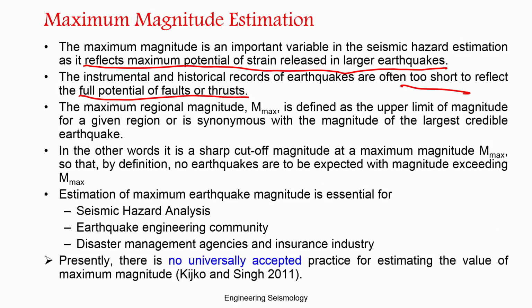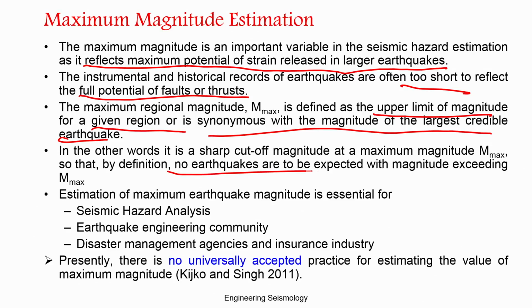So you should always remember this when you estimate M max. The maximum regional magnitude, M max, is defined as the upper limit of the magnitude in a given region, a synonym of the magnitude of the largest credible earthquake. So beyond that you can't expect any earthquake. That is the maximum magnitude of the particular earthquake. In other words, it is a sharp cut-off magnitude at a maximum M max, so that by definition no earthquakes are to be expected with magnitude exceeding M max.